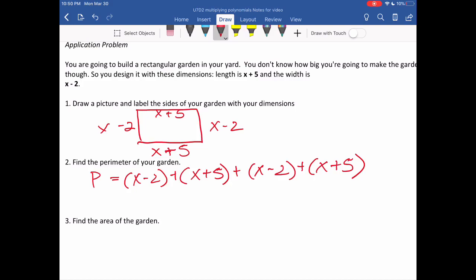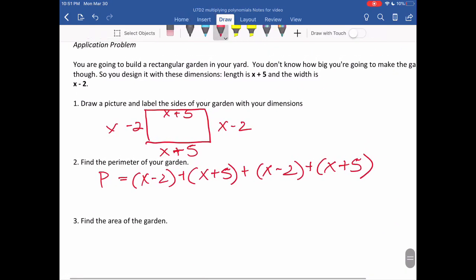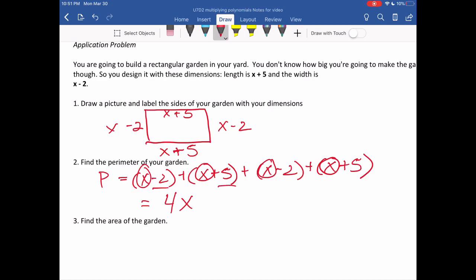Now this goes back to your last lesson on adding polynomials. So if I add polynomials, I'm just going to add my like terms. Let me look for all my x's. I have an x, an x, an x, an x. So I have 4x, and then let me combine my constants here. I have negative 2 plus 5, which is 3. Minus 2 is 1, plus 5 again is 6, right? So 4x plus 6.